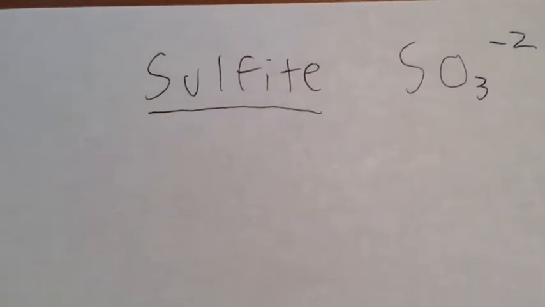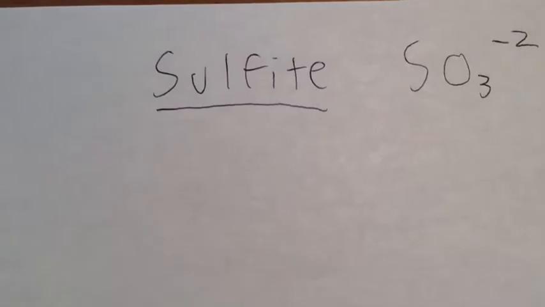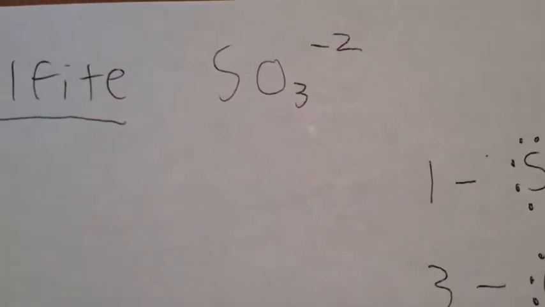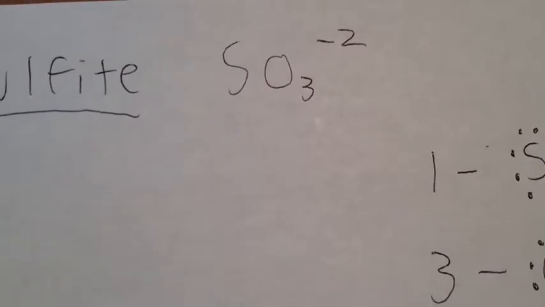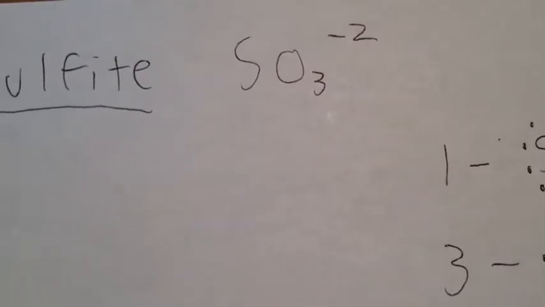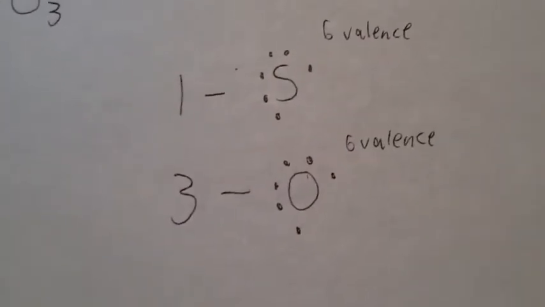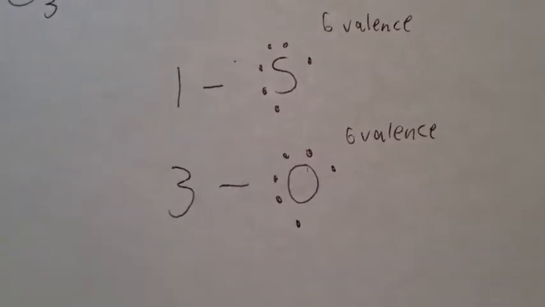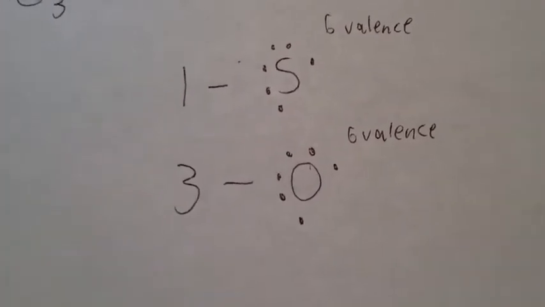So next we have the Lewis dot diagram for a sulfite molecule, and it is written out with this. 1 sulfur, 3 oxygens, and a -2 charge. First we start off with the atoms we're going to use. 1 sulfur with 6 valence electrons, and 3 oxygen, also with 6 valence electrons.